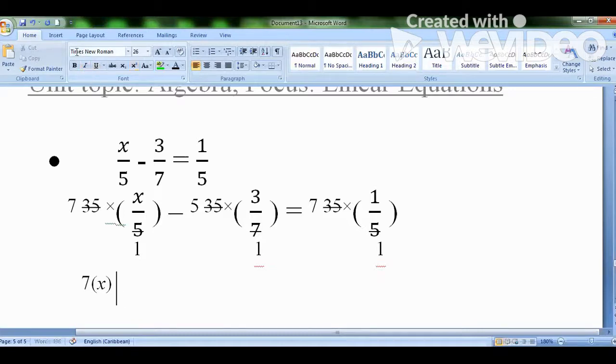Hold on. Subtract 5, and bracket by the 3, equals 7 bracket 1.